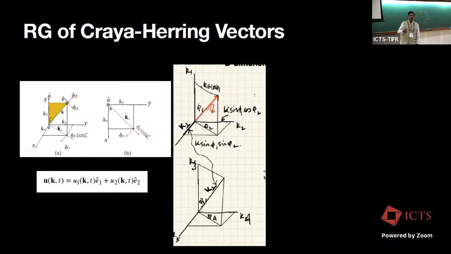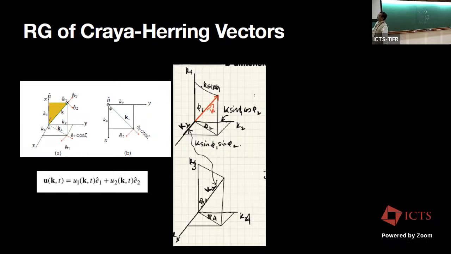And I think some of it can be applicable to other fields in particle physics. For example, in QED, there the divergence is 0. So I think some of it may be applicable there as well. But anyway, what are these Craya-Herring vectors? So we have wave vector k, and we have anisotropy direction n cap. For hydro, well, my flow is isotropic, but I can choose n cap in any direction. Okay, I choose n cap in any direction.